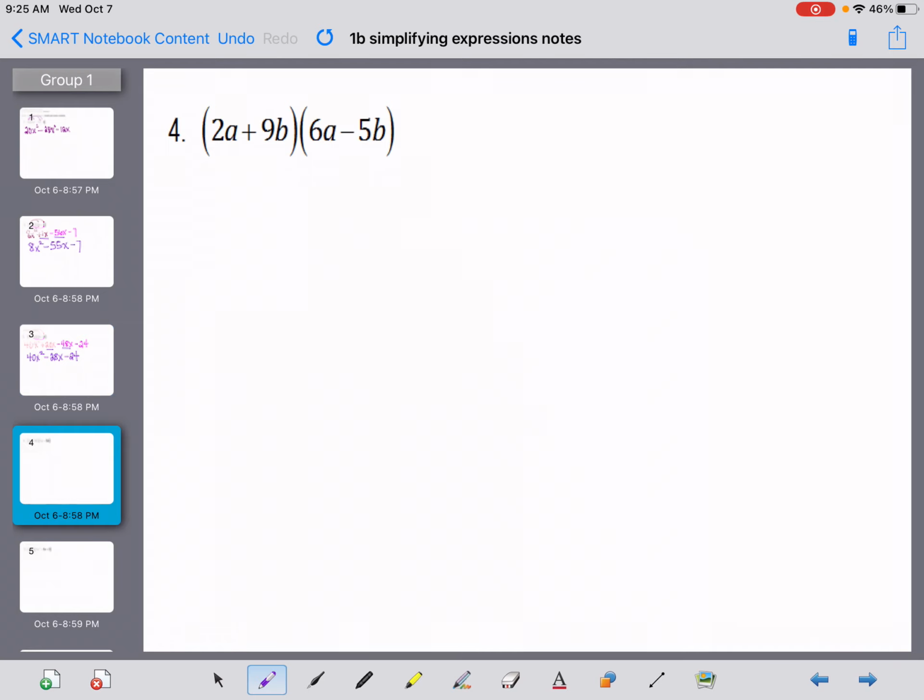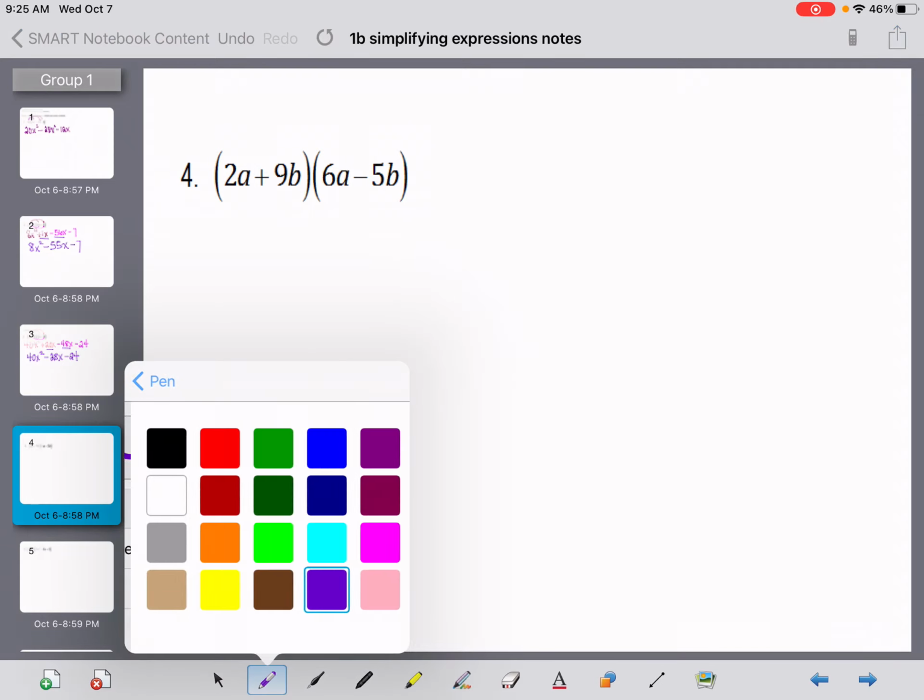Same idea here on this one. We are going to double distribute, is oftentimes how it's referred to. Sometimes teachers call it FOIL. FOIL stands for first, outer, inner, last. But the double distributive property idea works just fine.